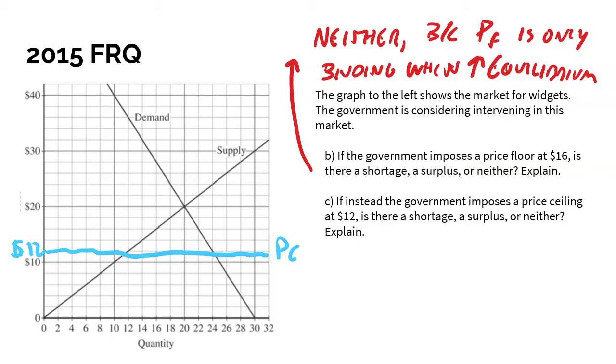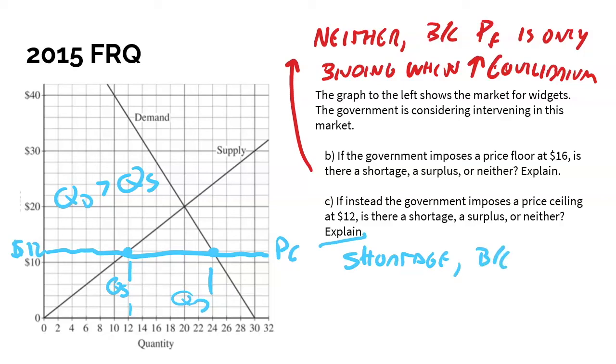So is this going to cause a shortage, a surplus, or neither? Well, here at this $12 mark, this is our quantity supplied. This is our quantity demanded. So we're going to say our quantity demanded is greater than our quantity supplied, which in other words means that there is a shortage of goods. And remember, it asks us to explain. So, a shortage because quantity demanded is greater than quantity supplied because of the price ceiling, the effective or binding price ceiling.